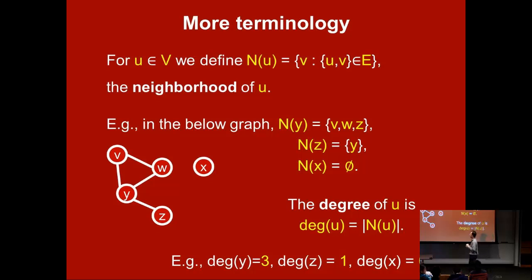We're also often interested in the size of these neighborhoods, and that's called the degree of the vertex. So the degree of a vertex u is the number of neighbors it has. Here, the degree of y is 3, the degree of z is 1, and the degree of x is 0.